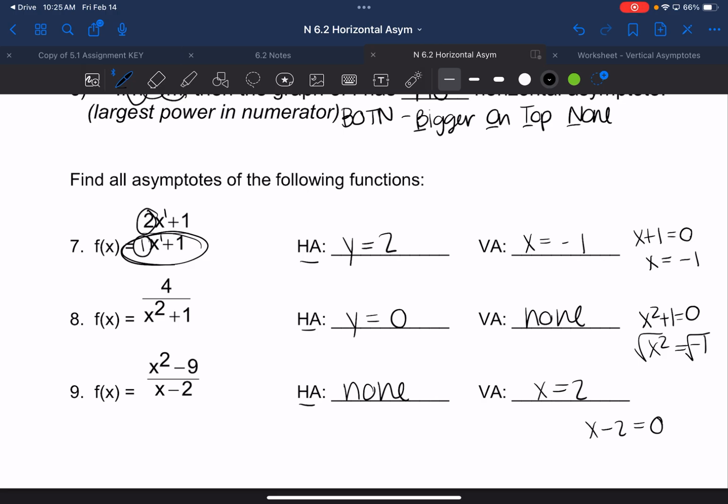All right, so bigger on top means what? Bigger on top? Right, none. Bigger on bottom? 0. If the exponents are the same, we're going to divide the coefficients.